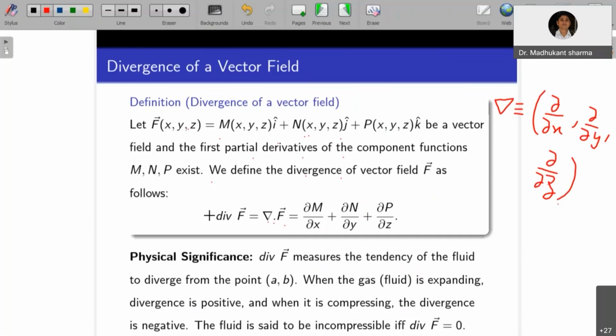Again, if the divergence is a negative number, it means you are having compression. If it is a positive number, it means you have an expansion, which you will see in a fluid or gas. And if it is neither positive nor negative, that is zero, then we say that the fluid is incompressible. Okay, right.